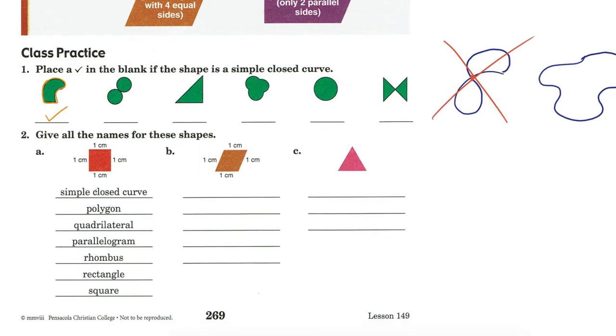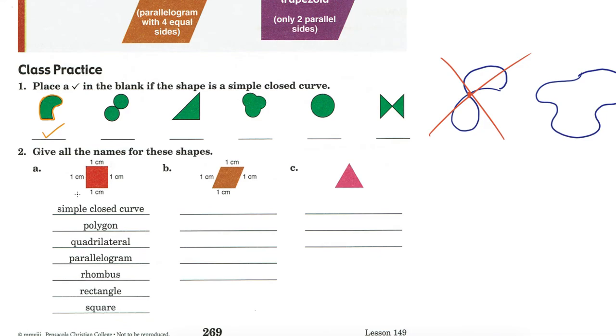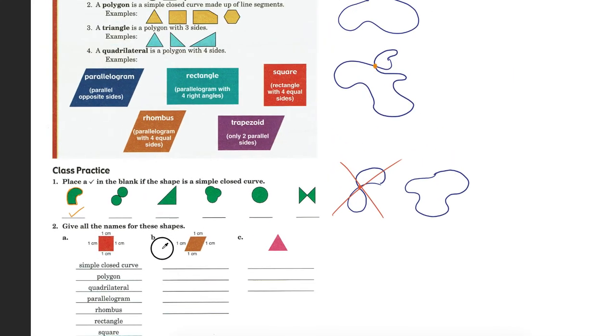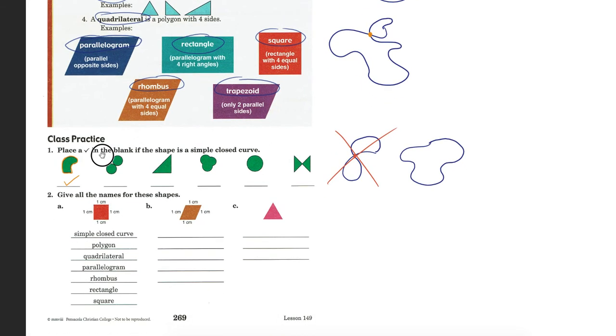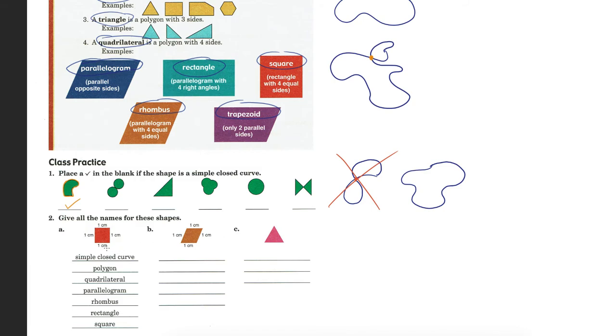So number 2 is going to be a little bit tricky. They gave all the names for these shapes. You're looking at all these new keywords that we just learned, like parallelogram. We'll start from the top: closed, simple closed curve, polygon, triangle, quadrilateral, parallelogram, rectangle, square, rhombus, and trapezoid. Looking at all these keywords, you're going to label each of these shapes and see if that keyword applies to that shape.